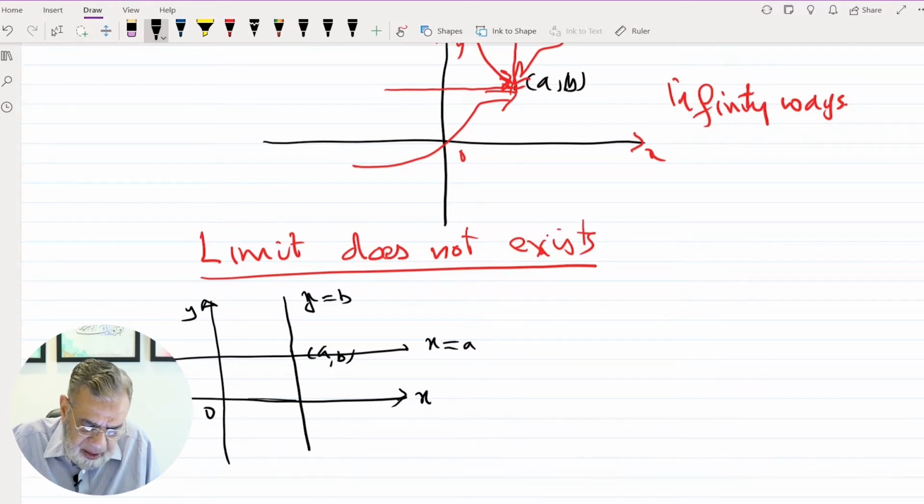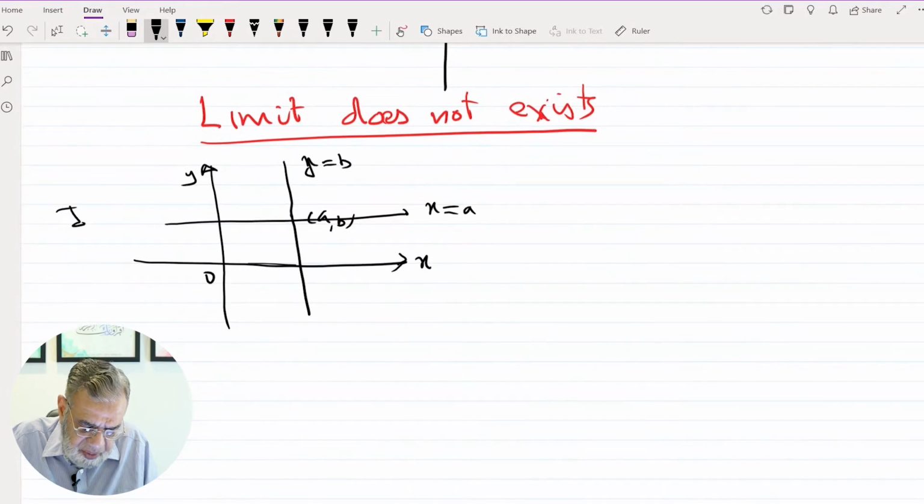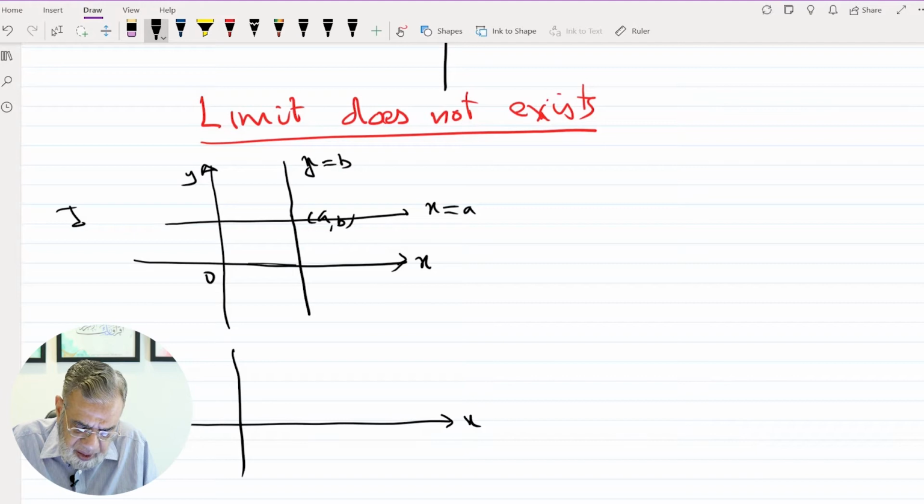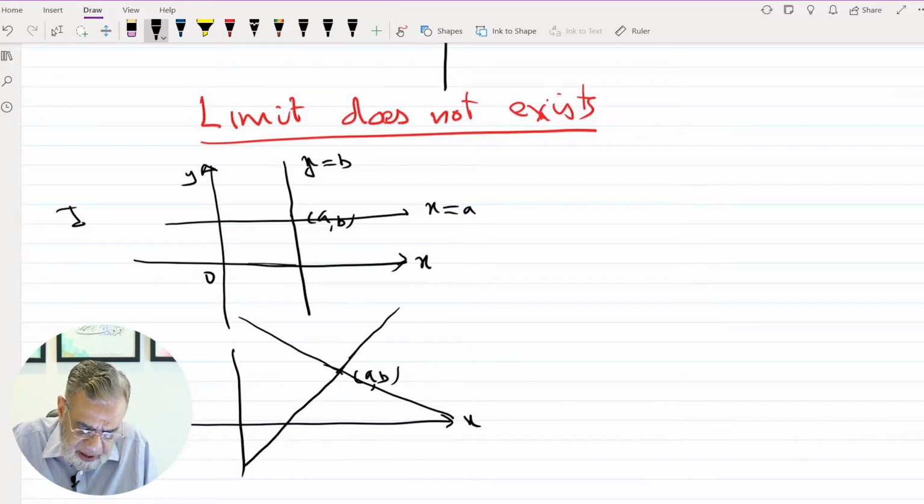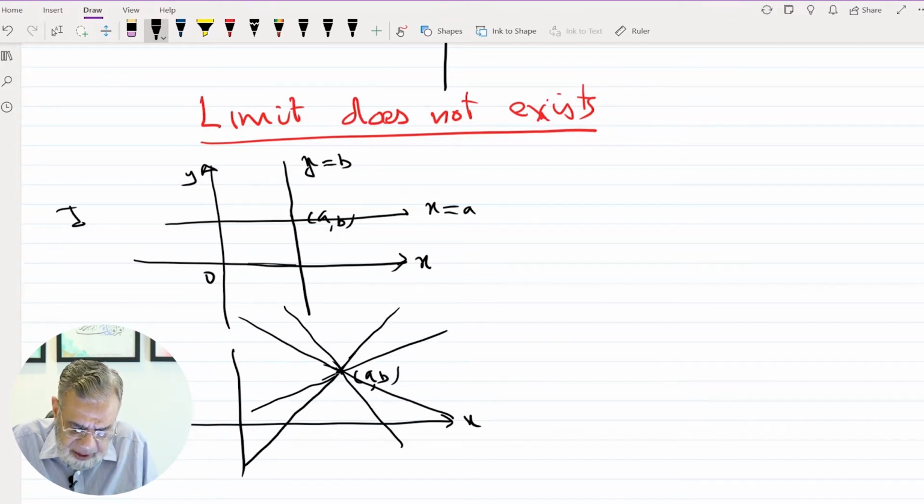This is case 1. Case 2 is where this is my y-axis and that's my x-axis, and my point is (a, b). Now I am approaching this point along straight lines like this, and I can have lines like this one. I can have an infinite number of lines passing through this point, and along each path we can find the limit.